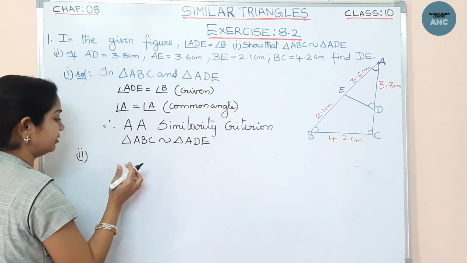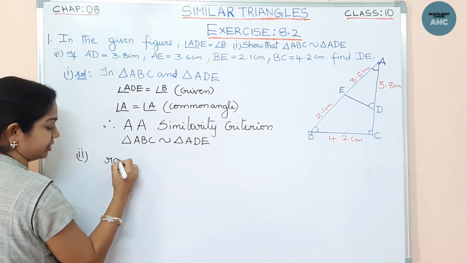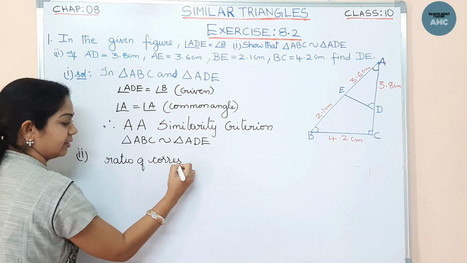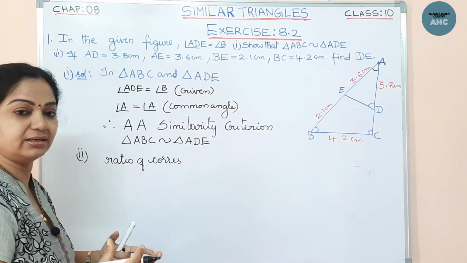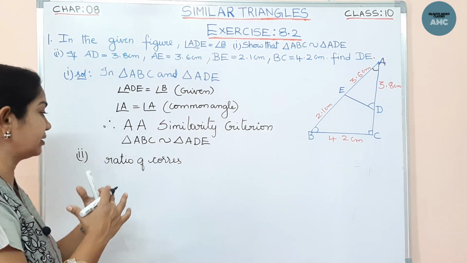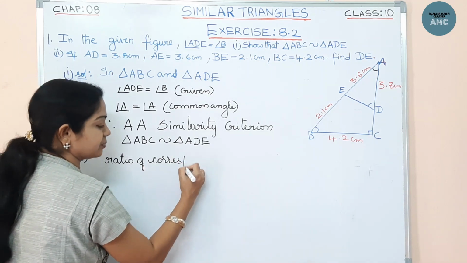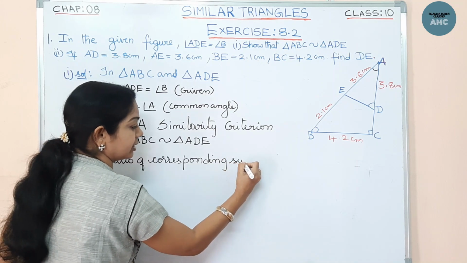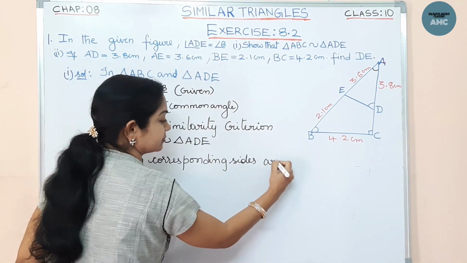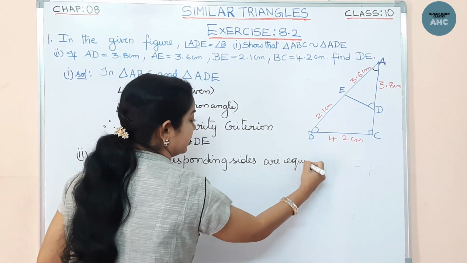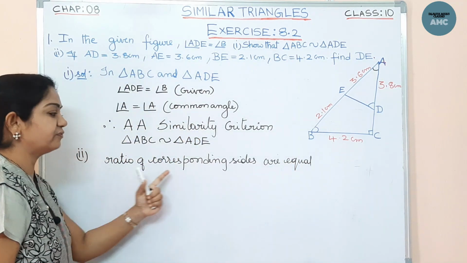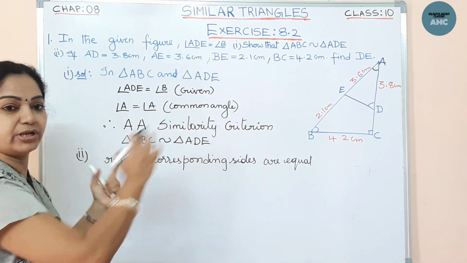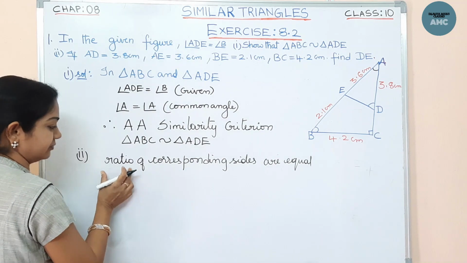When they are similar, I can make the ratio of the corresponding sides equal. When any two triangles are similar, we can compare the ratio of the corresponding sides, so the ratio of the corresponding sides are equal. This we have to mention. Now I'll equate the ratios of the corresponding sides of the bigger triangle and the smaller triangle.